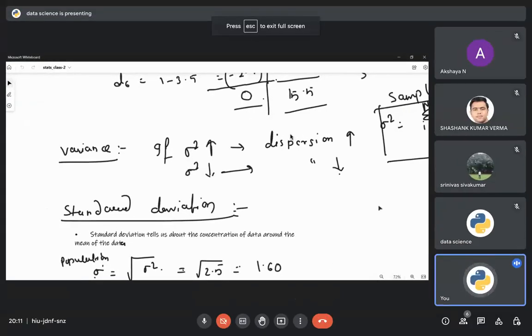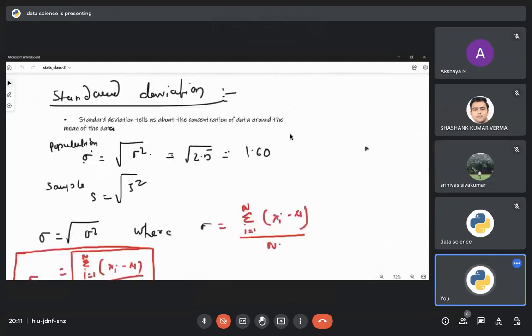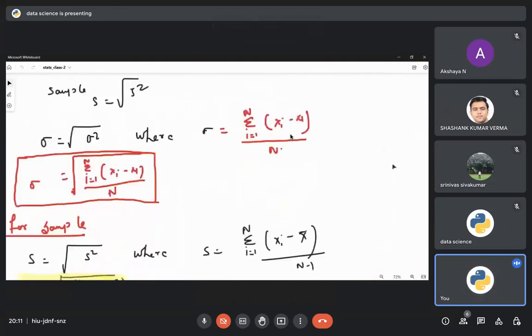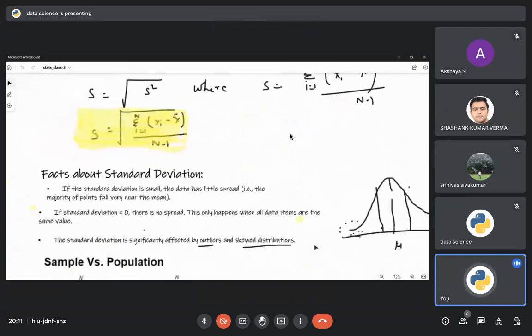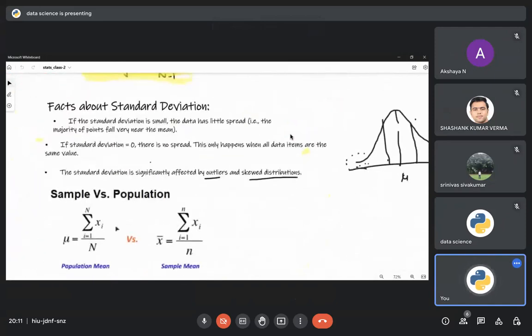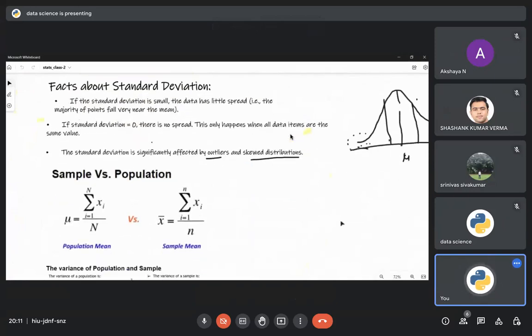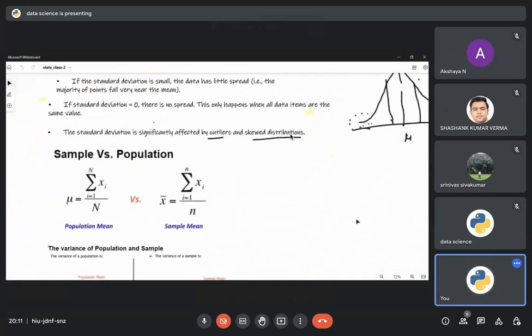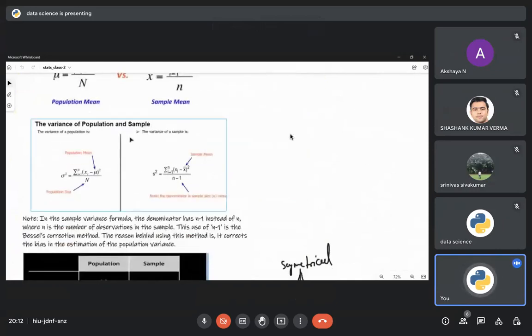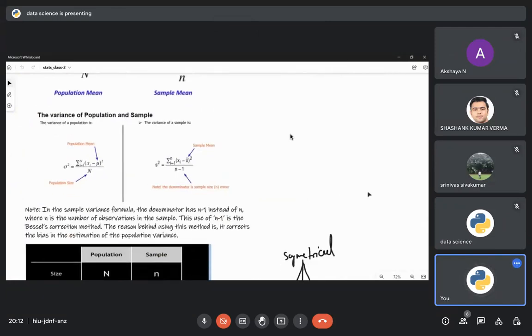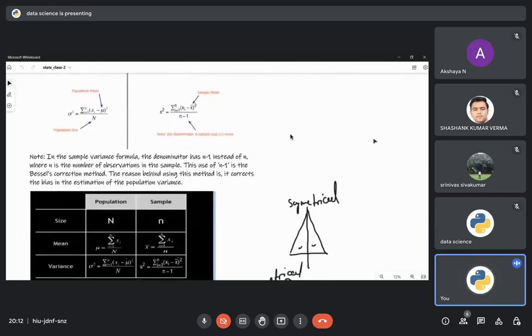Okay. Then we discussed the standard deviation, what the standard deviation does and how to calculate it. And the facts about the standard deviation: we have seen sample versus population. In the sample, how we calculate the mean, and how we calculate the mean for the population, that we have seen. And then we have seen how to calculate the variance for the population, and how to calculate the variance for the sample.